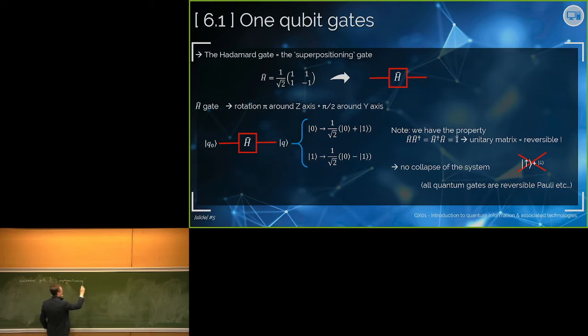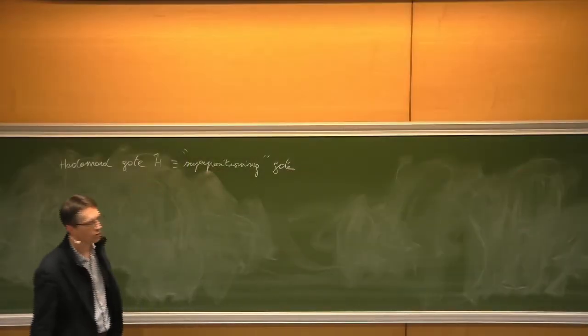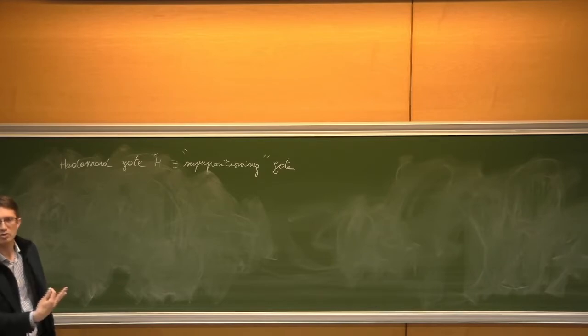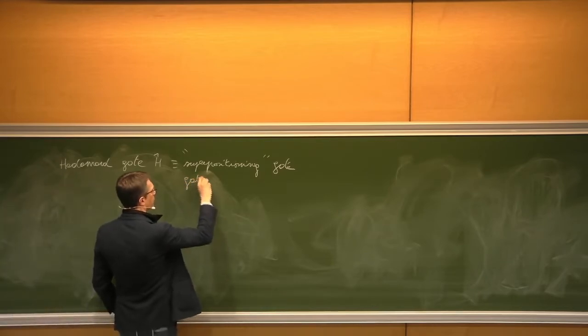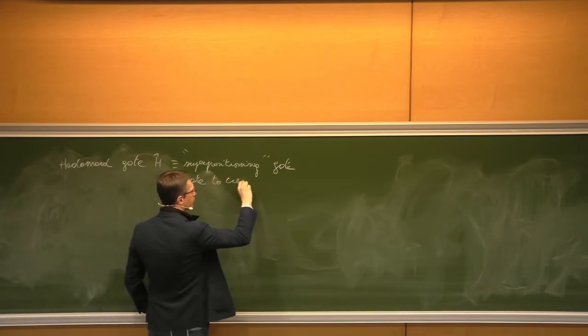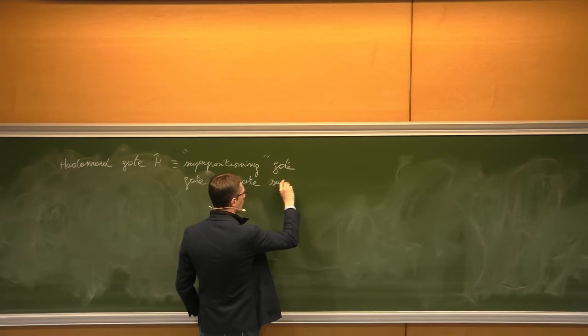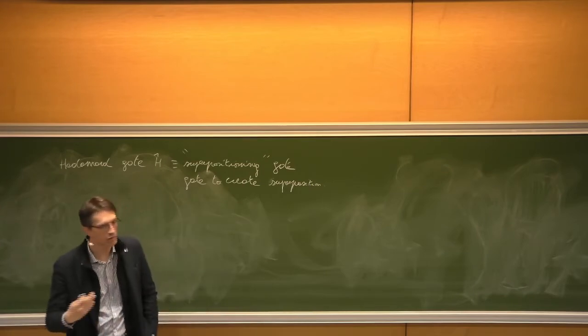So I'll put it in bracket because it's probably not very English, but what it means is that it's a gate that will be able to create superposition. Okay, so a gate to create superposition, and I'll give an example just now. And we will see in a practical case how we use that.